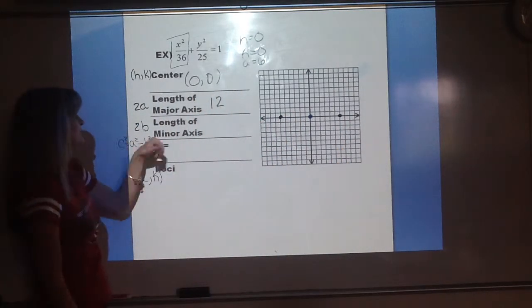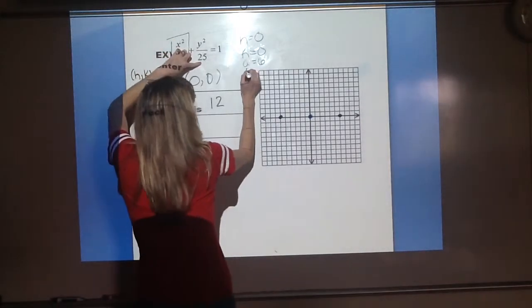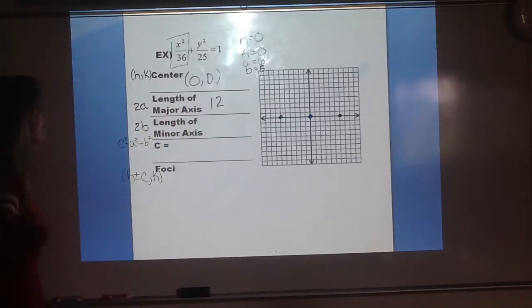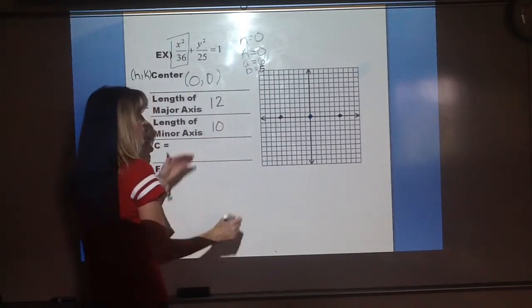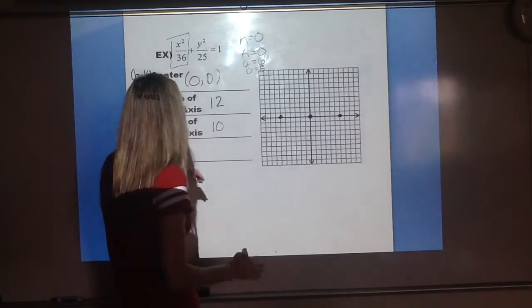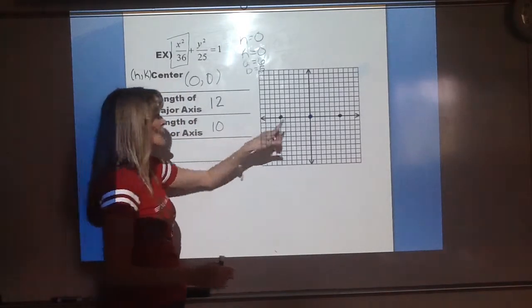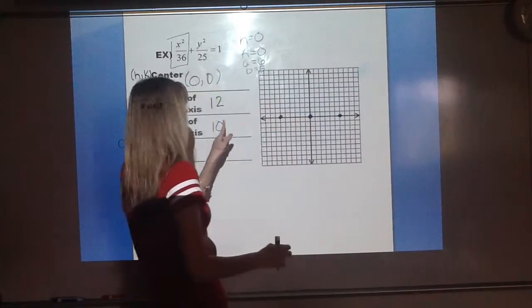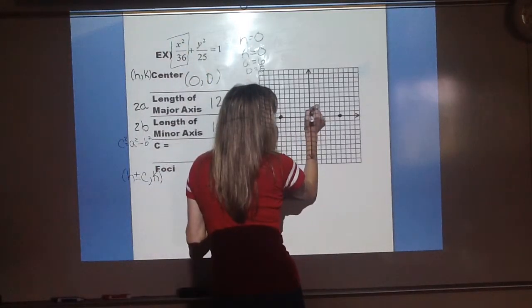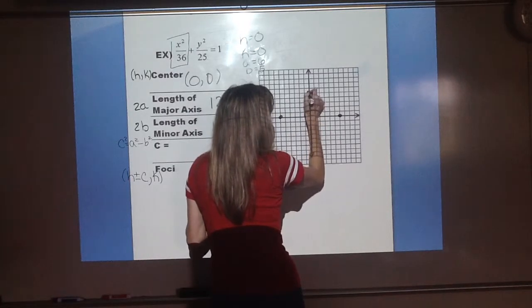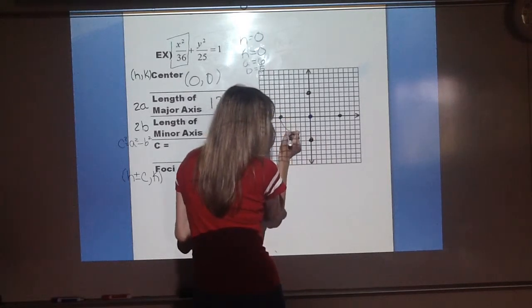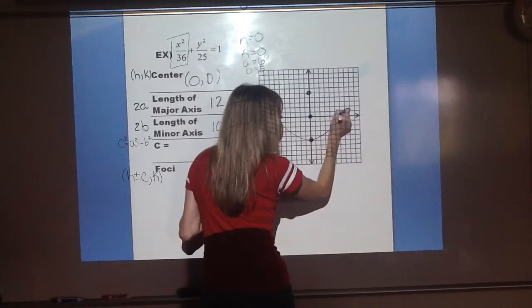My minor axis is 2b. First I've got to find b. b is the square root of the smaller denominator, so b is 5. And 2 times 5 is 10. By the way, these are almost the same distance, almost a circle, but not quite. So the length of my minor axis is 10. Well, here's the center, and the center of 10 would mean there's 5 above it and 5 below it. So let's put those points. 1, 2, 3, 4, 5. 1, 2, 3, 4, 5. And then we'll connect.